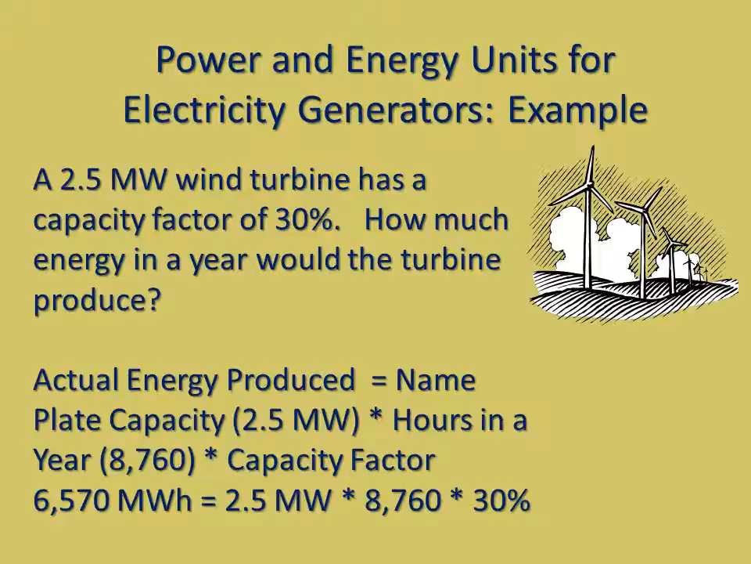So if we have this notion of 30% capacity factor, we can calculate what we expect the annual production to be in a year. And this formula would be taking the nameplate capacity, in this case 2.5 megawatts, times the hours in a year, 8,760, times the capacity factor. So in this case, 6,570 megawatt hours of energy would be produced from a turbine with 2.5 megawatts of power rating at a 30% capacity factor.